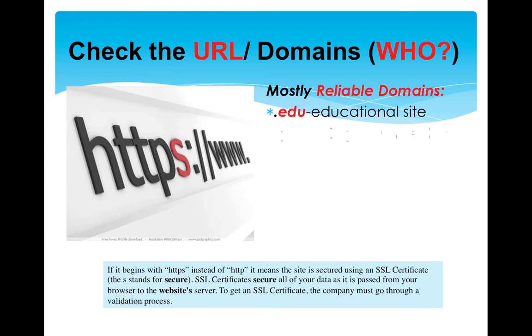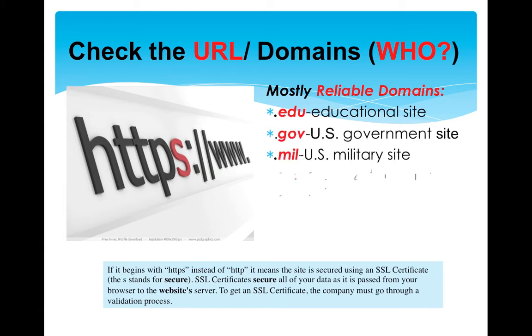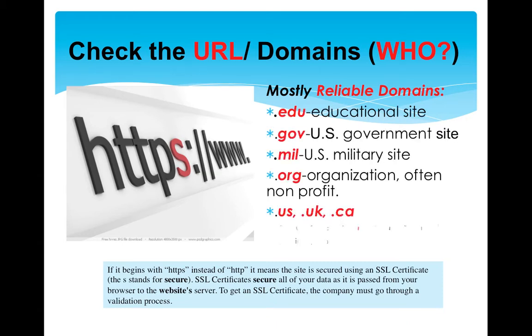Check the URL domains, the URL addresses. So that's a clue. You're familiar with .com and .net, but there are some that are very reliable. EDU, which is an educational site, GOV, which is a government site, MIL is a military site, or ORG is an organization. Or the .org one, anybody can create a .org one too. So that's just not as reliable as the other three.